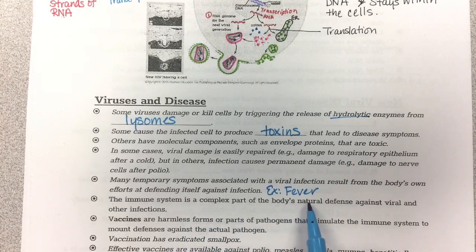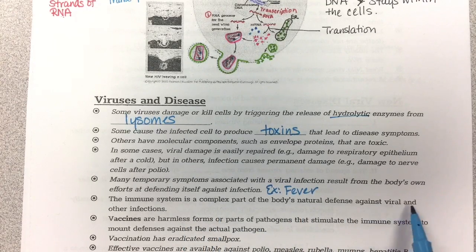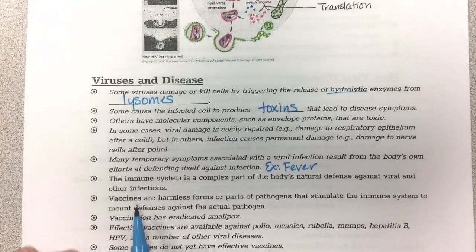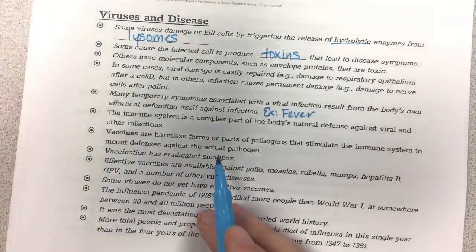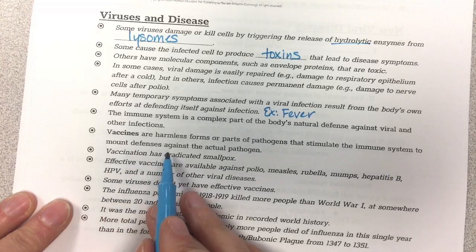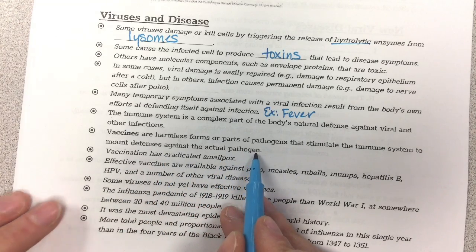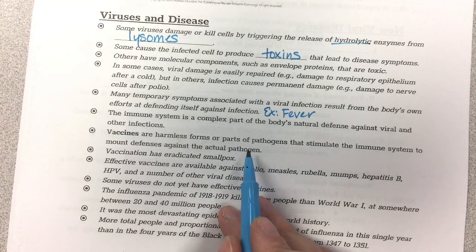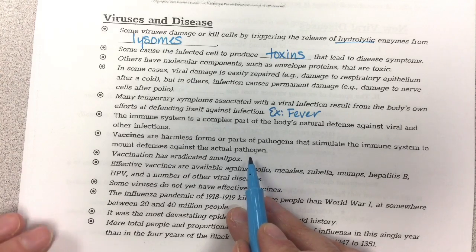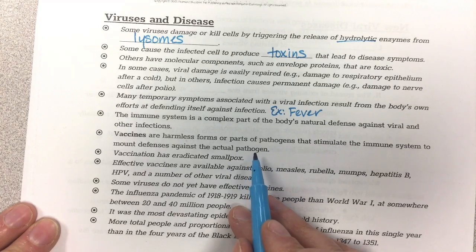The immune system is part of the body's natural defense against both viral and bacterial infections. If you remember, vaccines are harmless forms or parts of pathogens that stimulate the immune system to mount defenses against the actual pathogen. You remember your memory B cells and T cells, and those memory cells stick around, so the next time you come into contact with that pathogen, you can fight it very quickly and usually don't get sick.